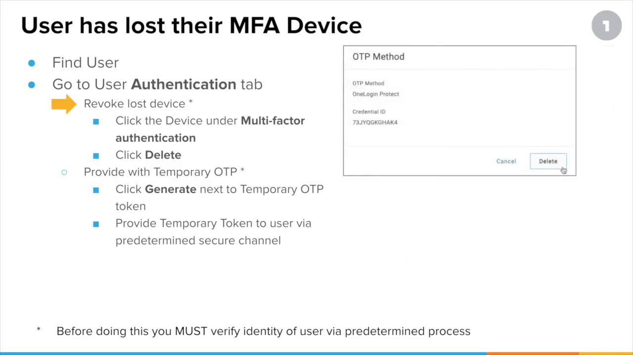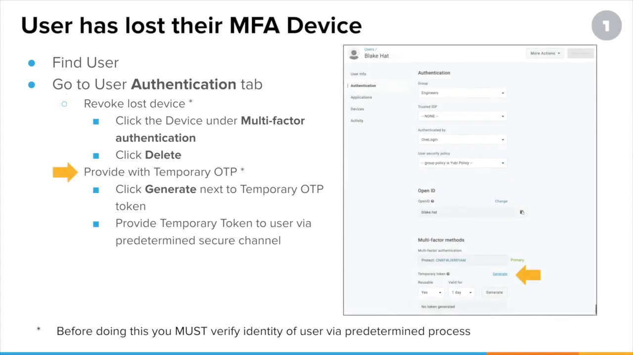First, you're going to need to revoke the device they lost, so no one else can use it. Then you're going to need to generate a new token for them so that they can get into the OneLogin portal and register a new authentication factor. Notice you can now set the time to live for that new token.